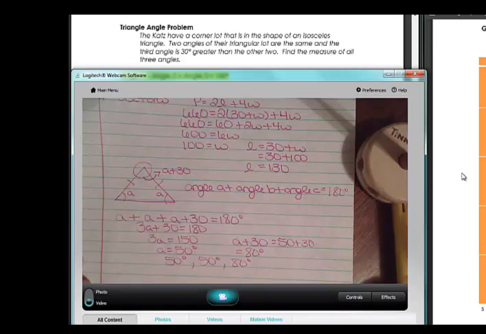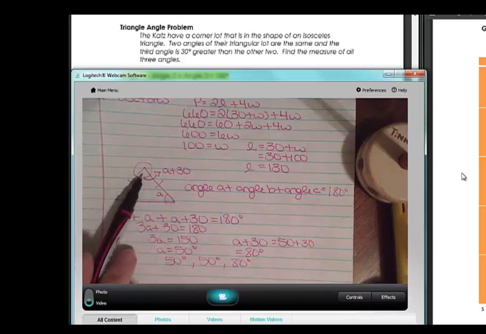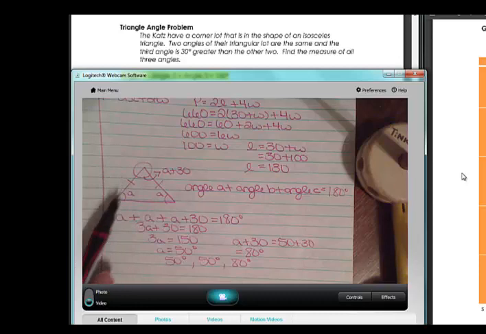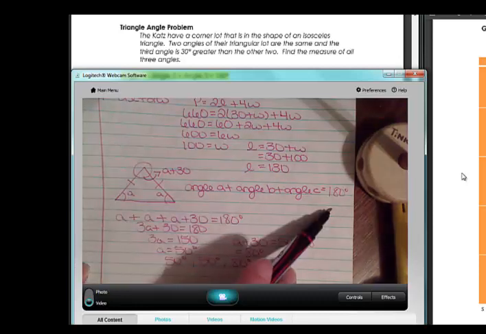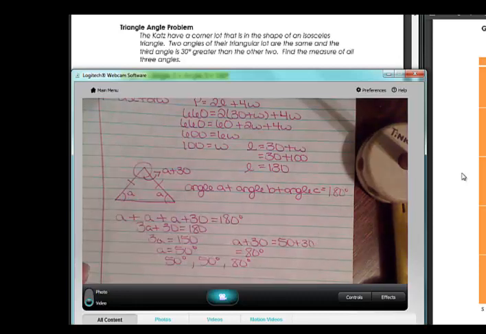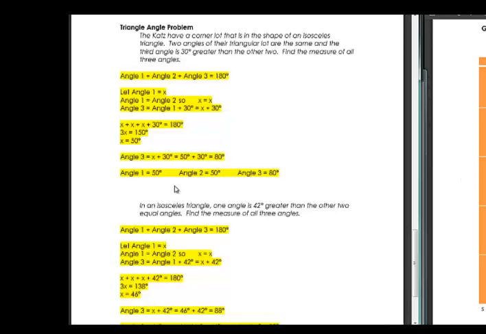The important thing is to remember the isosceles triangle has two angles that are the same and then one angle that is not. But all three of these have to add up to be 180 degrees. So let's see if we got that right. Angle 1 was 50, angle 2 is 50, angle 3 is 80 degrees. We did it. All right, one more problem, and then you can go get started on your homework.